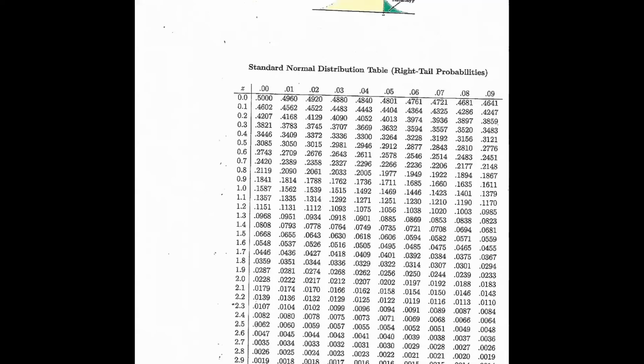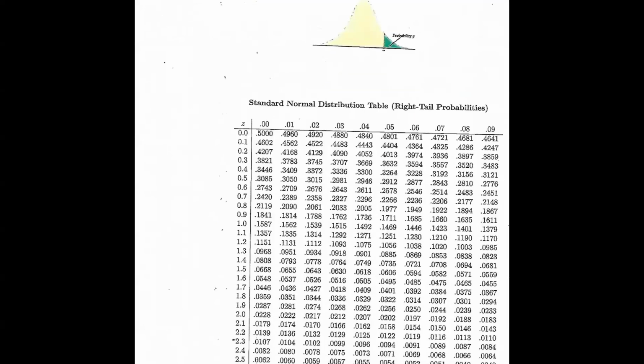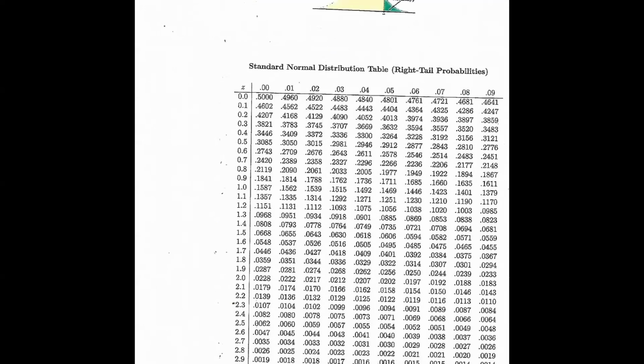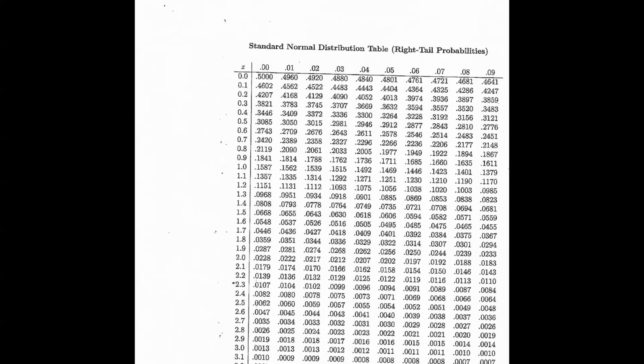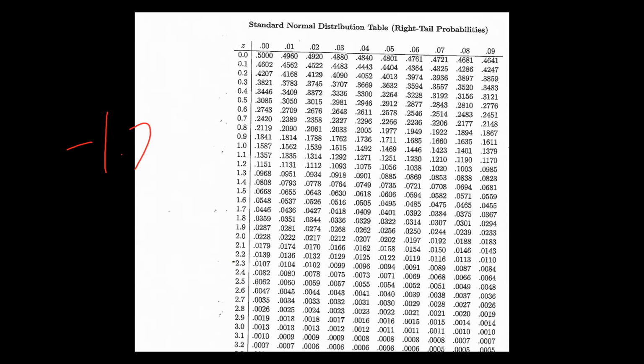Have you seen the way it's shaded, showing you that it just gives you the area, the probability that is to the right of that? Okay. So we are looking for what? Negative 1.25, which means negative 1.2 and 0.05, right?